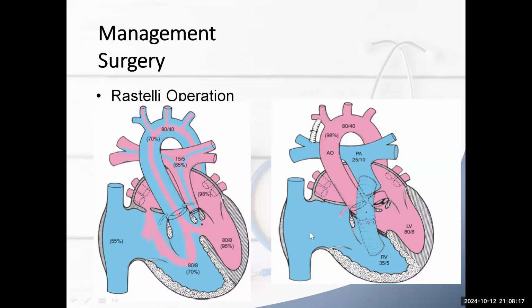So blue blood will go from the right atrium to the right ventricle, through this artificial conduit or Contegra, to the pulmonary artery. Blue blood will go to the pulmonary artery and return as red blood to the LV, and through this tunnel to the aorta. So it is normal circulation. What's the problem here? It is better than atrial switch because the LV becomes the systemic ventricle and the RV becomes the pulmonary ventricle.